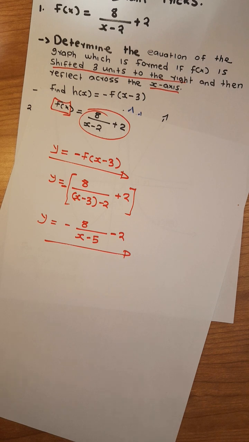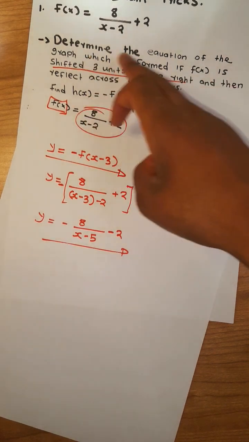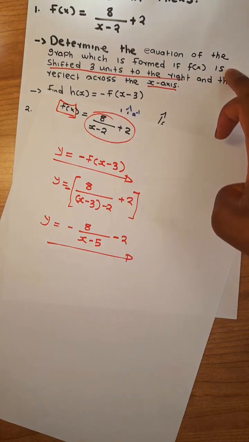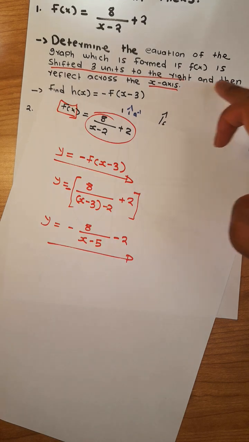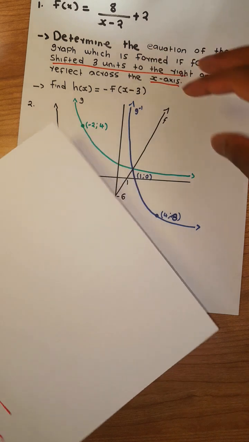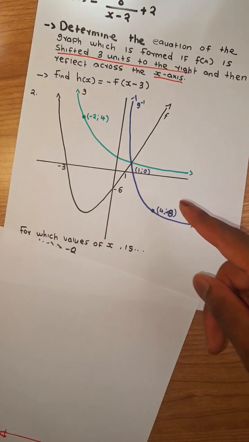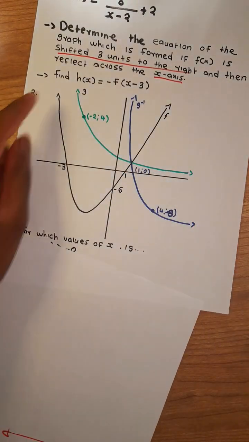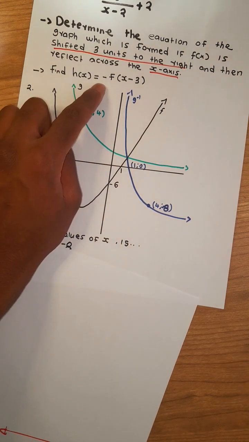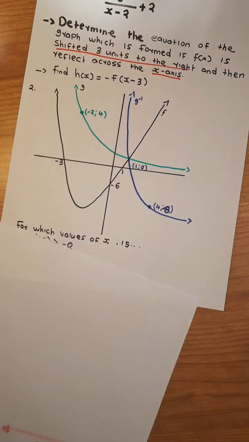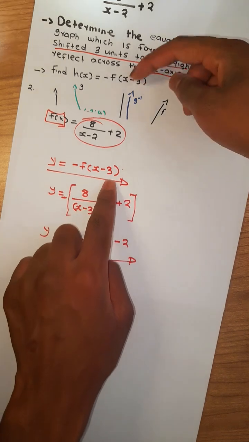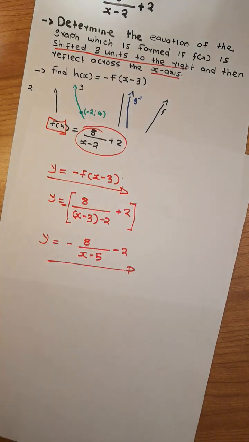One of the wonderful questions, by the way. So it is when you determine the equation of the graph formed if f(x) is shifted 3 units to the right and then reflected across the x-axis. Let's actually look at this wonderful question. They're telling us to find h(x) if h(x) = −f(x − 3). Do you see what they have done? It is −f(x − 3).